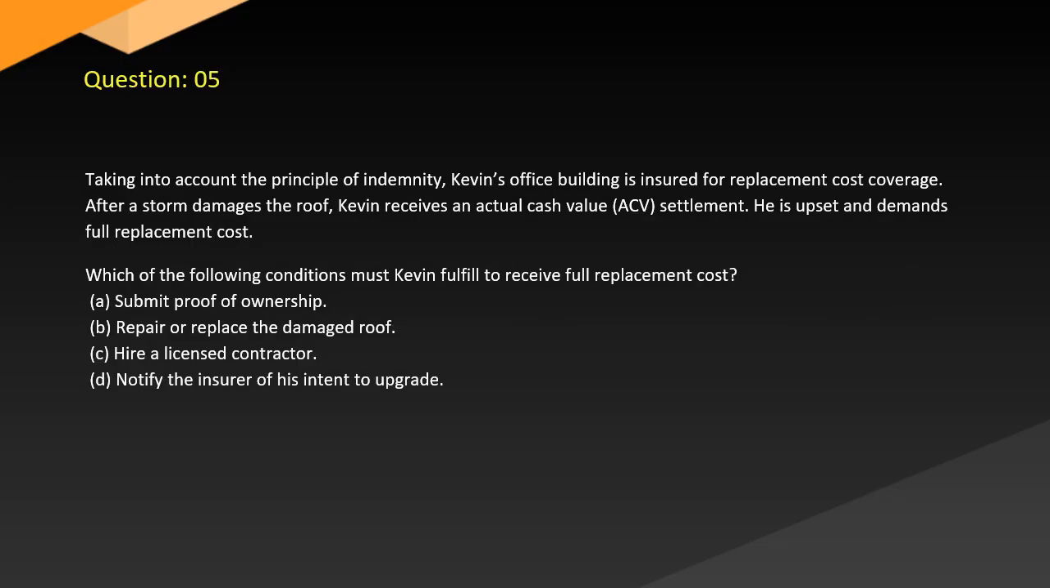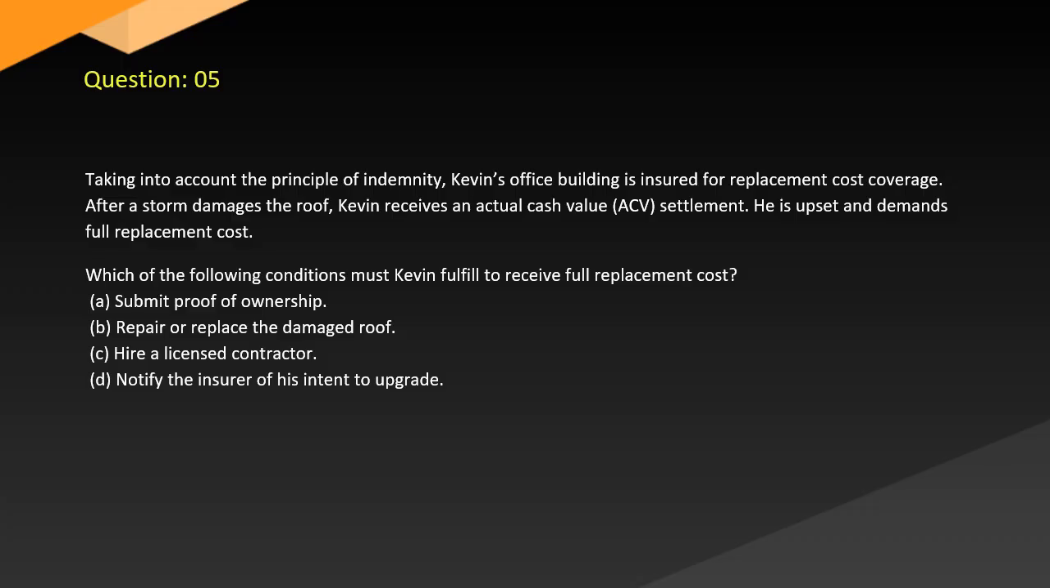Question 5. Taking into account the principle of indemnity, Kevin's office building is insured for replacement cost coverage. After storm damages the roof, Kevin receives an actual cash value (ACV) settlement. He is upset and demands full replacement cost. Which of the following conditions must Kevin fulfill to receive full replacement cost?